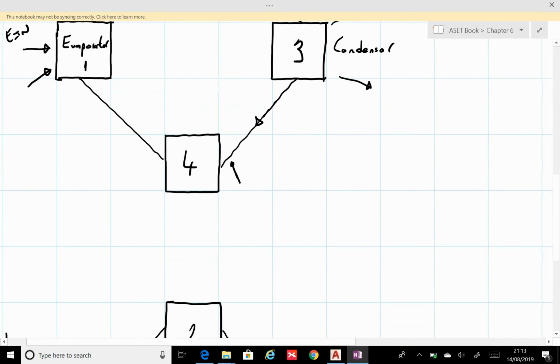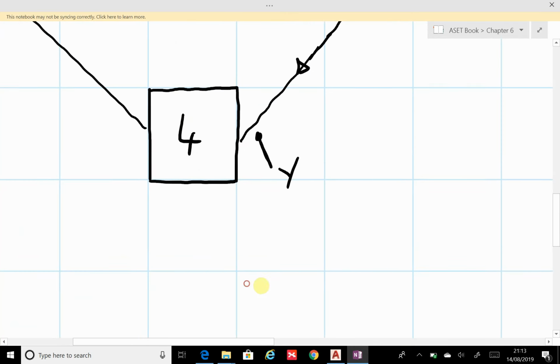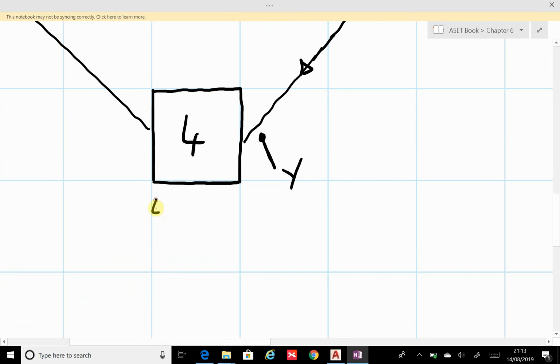But before it enters location 4 at point Y, the mixture of gas and liquid is still at a very high temperature, and before it's pumped back to the evaporator again, that temperature must be reduced, and the component that it reduces the temperature in is the expansion valve.